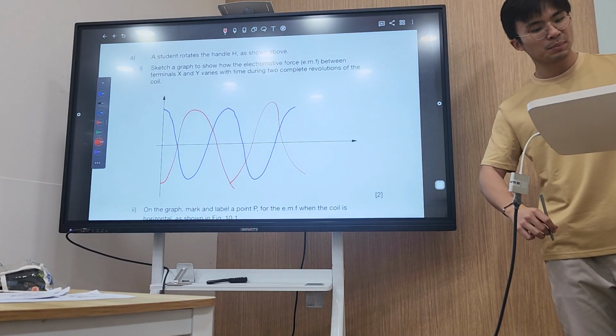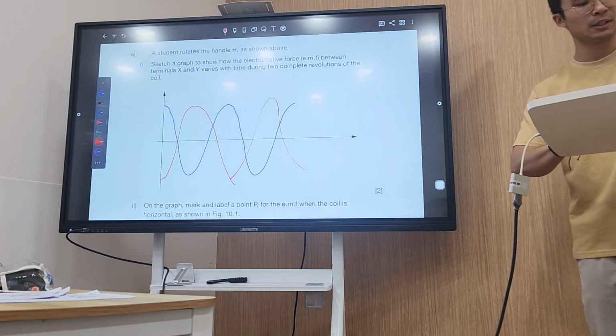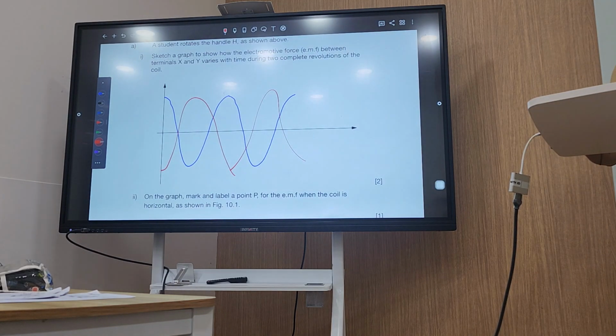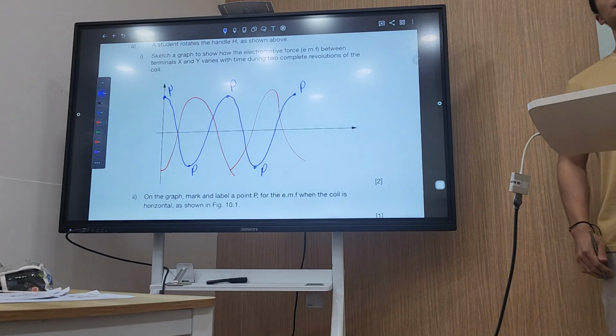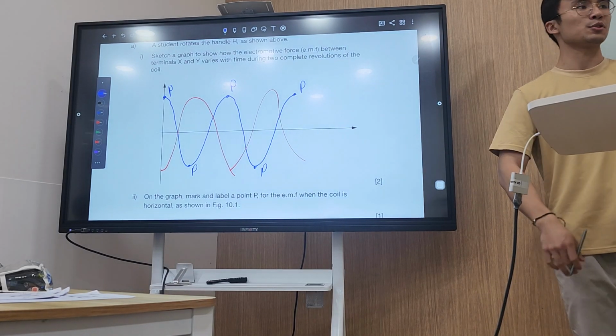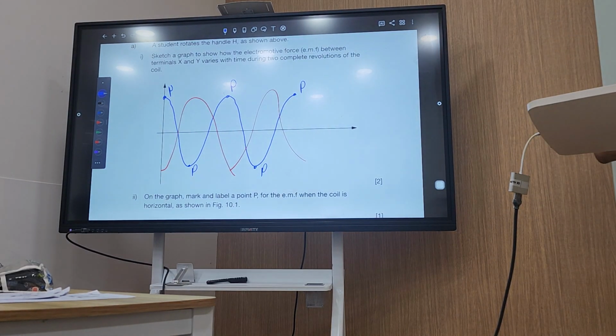Mark and label a point P for the EMF when the coil is horizontal. Any of your peaks, you will get your answer. This can be P, this can be P, this can also be P, this is also P. Any of them, either tick or cross. What did you put for P?